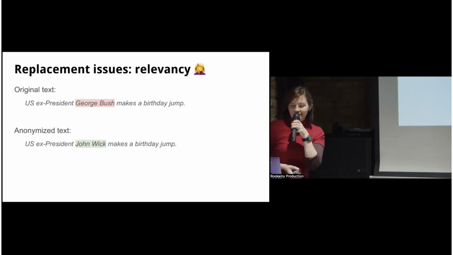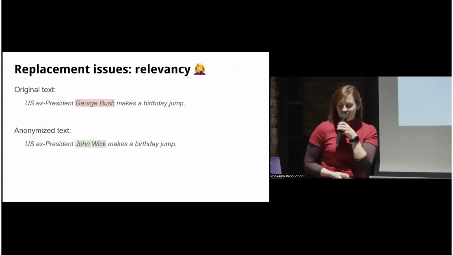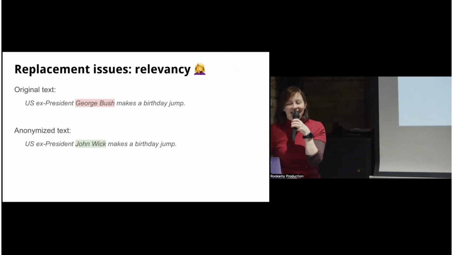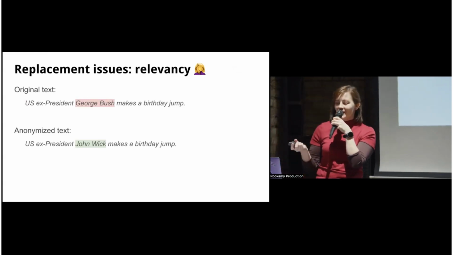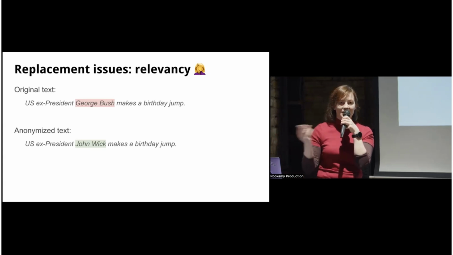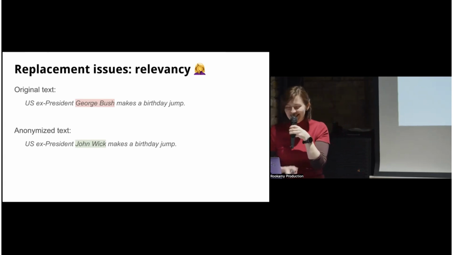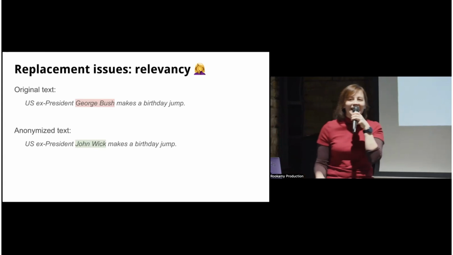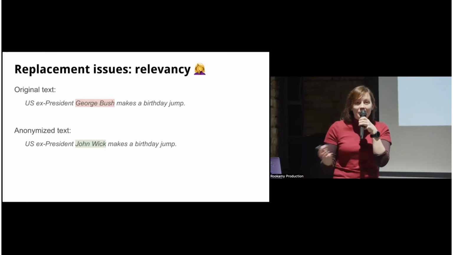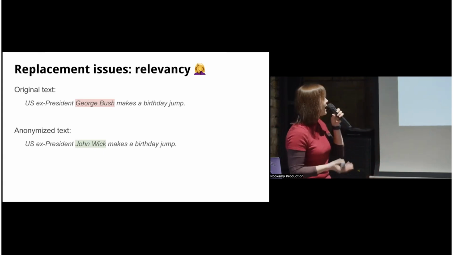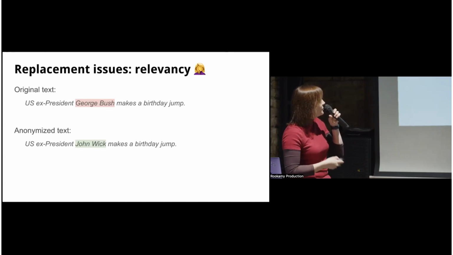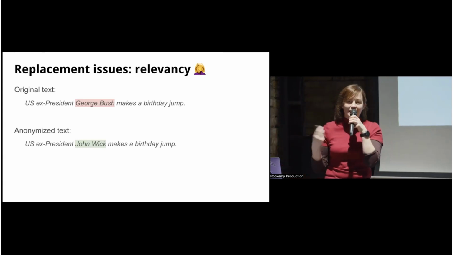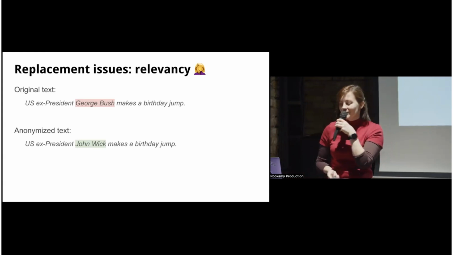Let's look at other issues. Relevancy is like the biggest one, in my opinion. Your original text may say the US ex-president George Bush makes a birthday jump. And I think it was from a helicopter or something. So it wasn't like hoop or something. And the anonymizer may change it to US ex-president John Wick makes a birthday jump. The problem is that there has never been a John Wick president of the United States. I don't know, unfortunately or luckily. And then when your models train on this kind of data, they will keep producing hallucinations of such kind.